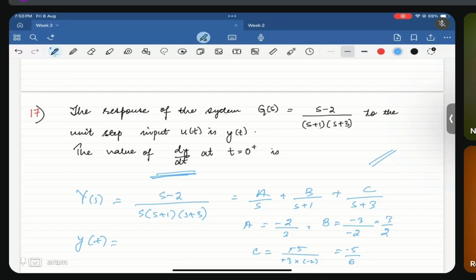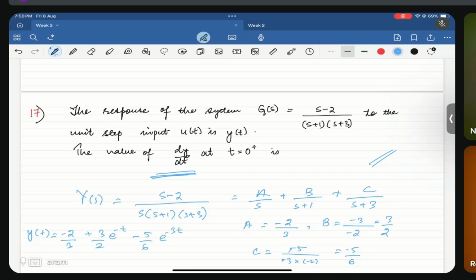So y(t) will be, yes, minus 2 by 3 plus 3 by 2 e to the power minus t minus 5 by 6 e to the power minus 3t.